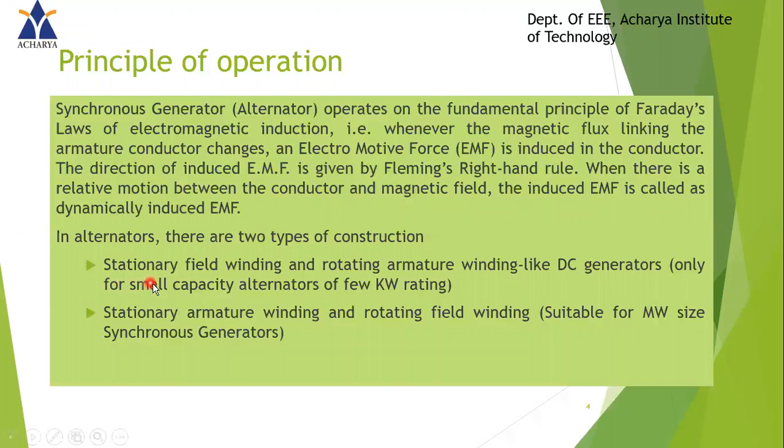One is stationary field winding and rotating armature winding like DC generators, for example, small capacity alternators of a few kilowatt rating. The other way is stationary armature winding and rotating field winding, which is suitable for megawatt size synchronous generators. In general, for a small rating or a few kilowatt rating, we usually prefer the stationary field winding and rotating armature winding.